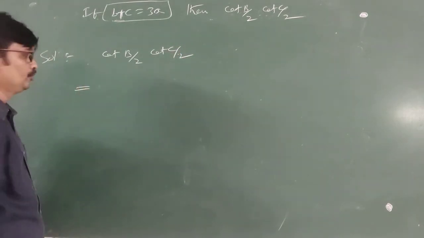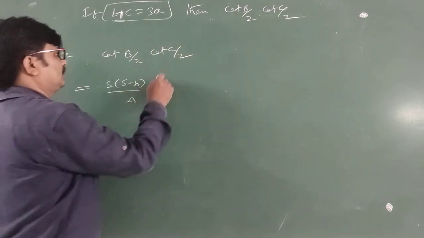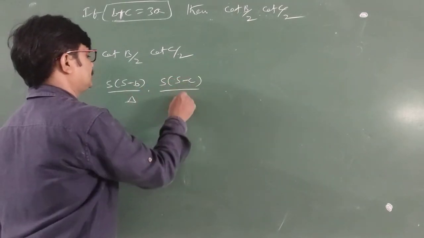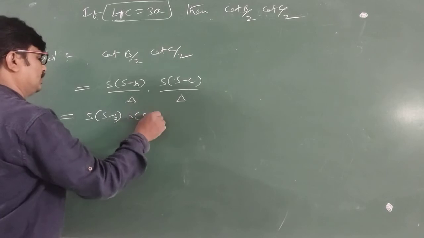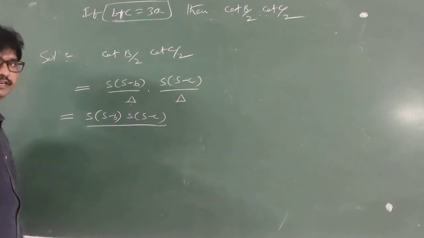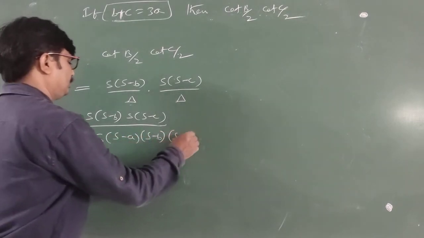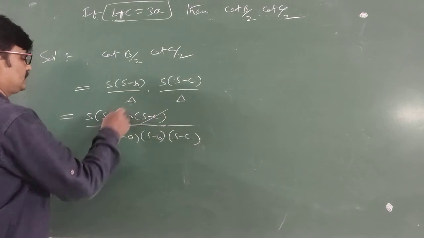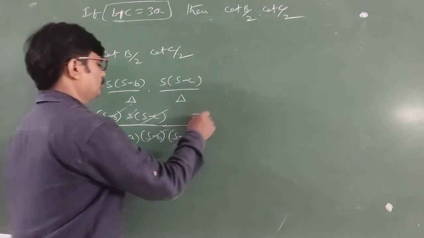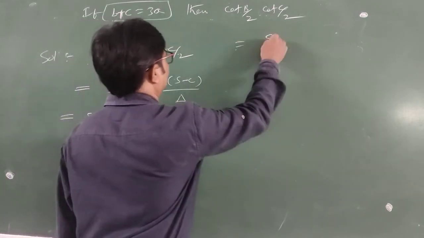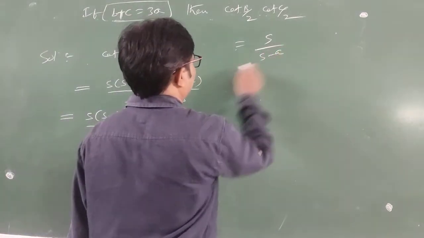The value of cot B by 2 is s into s minus b by delta. The value of cot C by 2 is s into s minus c by delta. So this is s into s minus b, s into s minus c over delta into delta, delta square. Delta square is s into s minus a into s minus b into s minus c. So s and s minus b, s minus c cancel. So what is remaining? The remaining is s by s minus a.